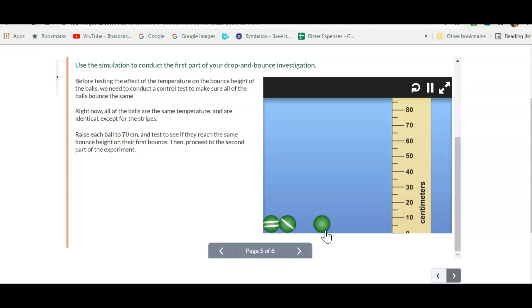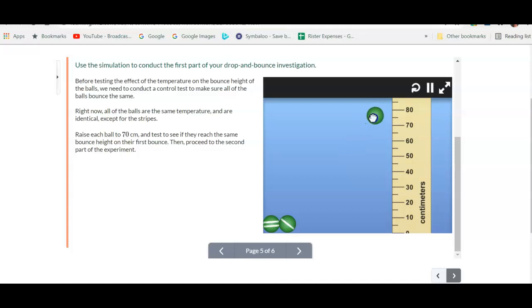So you would have ball 1. Start height or drop height, it's going to be 70 centimeters. Temperature, you could put room temperature or you could put 70 degrees Fahrenheit. And then you're going to record the bounce height.